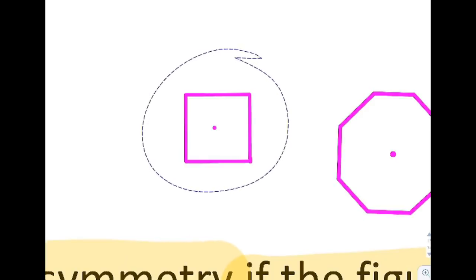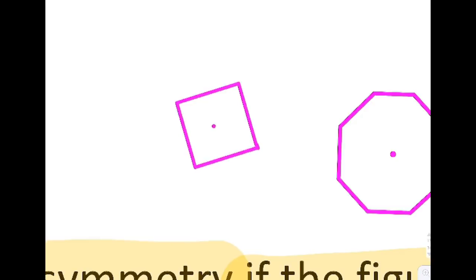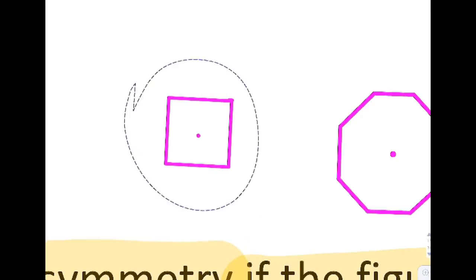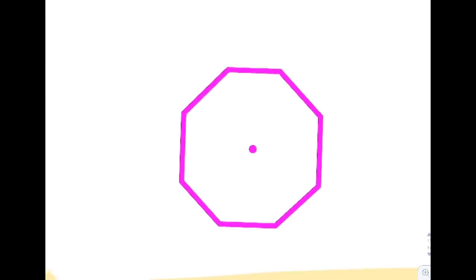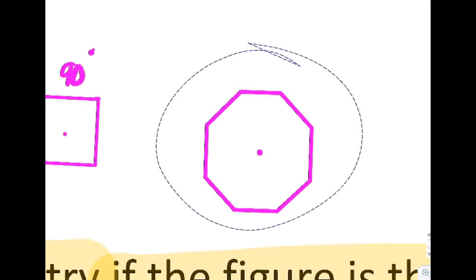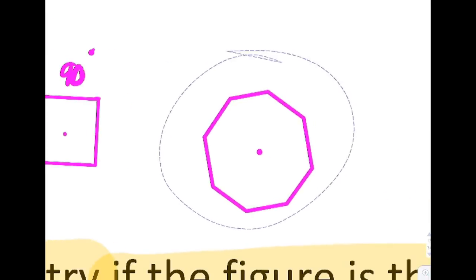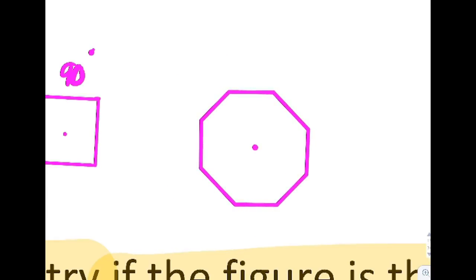So if you go back to the picture up here, the angle of rotation, the smallest angle, I have to go how far until it looks the same again? 90. So the angle of rotation is 90 for a square. The octagon, how far did I have to turn it? Just 45 degrees. So the angle of rotation for this octagon will be 45 degrees before it looks exactly the same again.